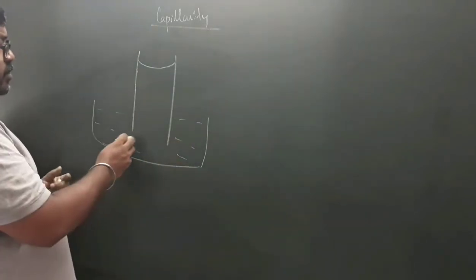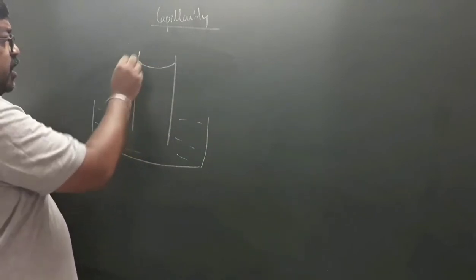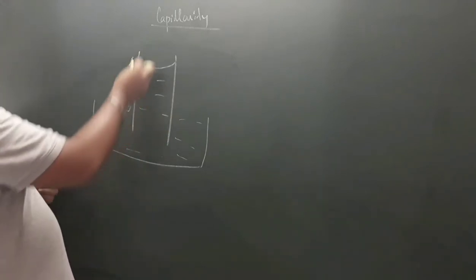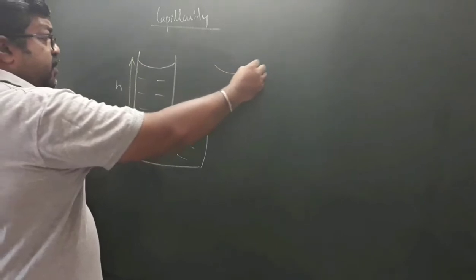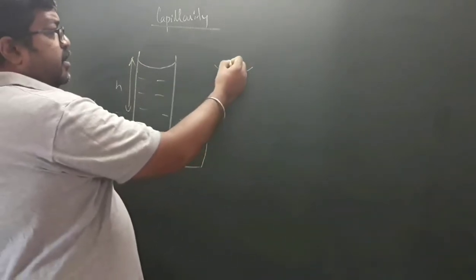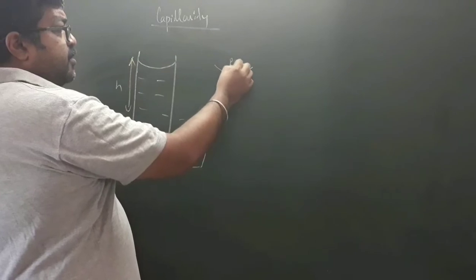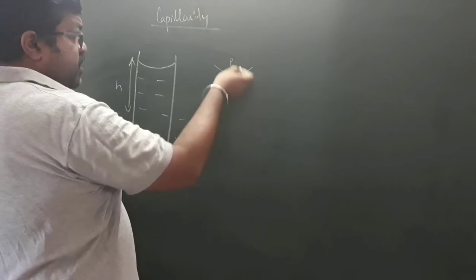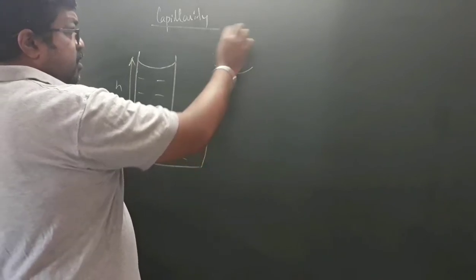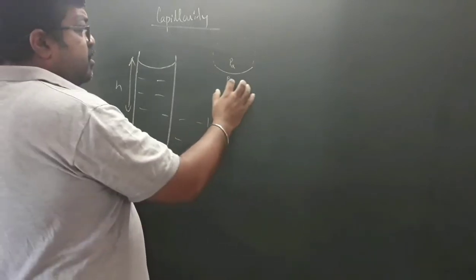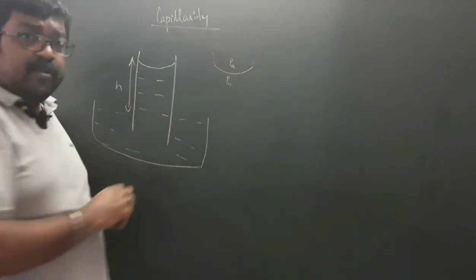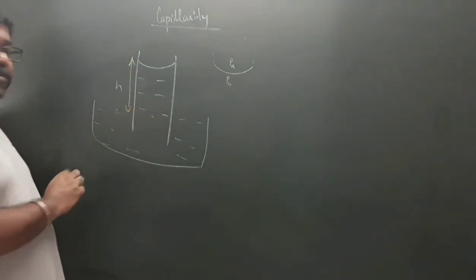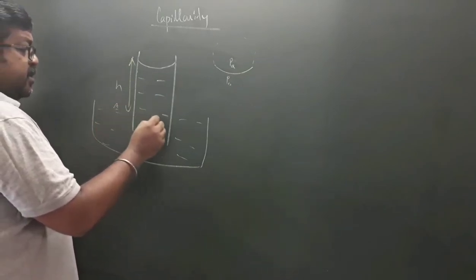So for this system, suppose the level of liquid inside the capillary tube is H, and this is the surface. For this surface, this is the atmospheric pressure PA, and outside this surface, means for this sphere this point is outside, so this is P naught. We consider 2 points which are at the same horizontal level. This is A and this is B.